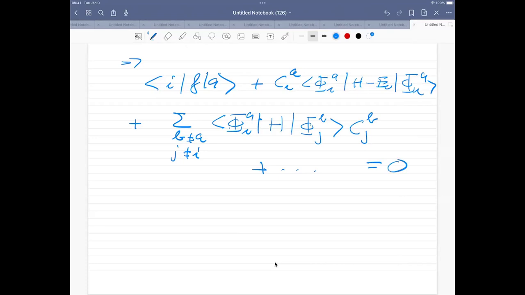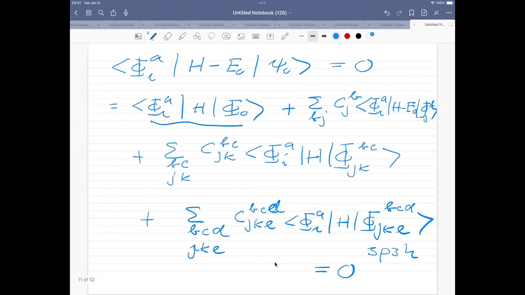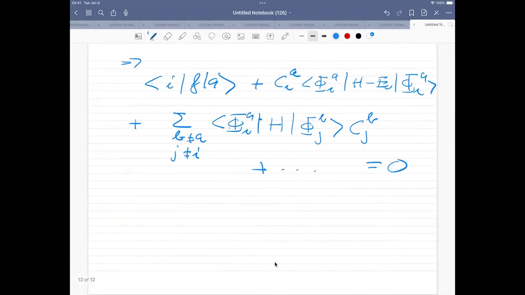So if we now look back to what we had here, we have a term which connects a two particle two hole and a term which connects a three particle three hole. I'm just going to leave them out, just because when you start making these iterations, you need to make some assumptions.